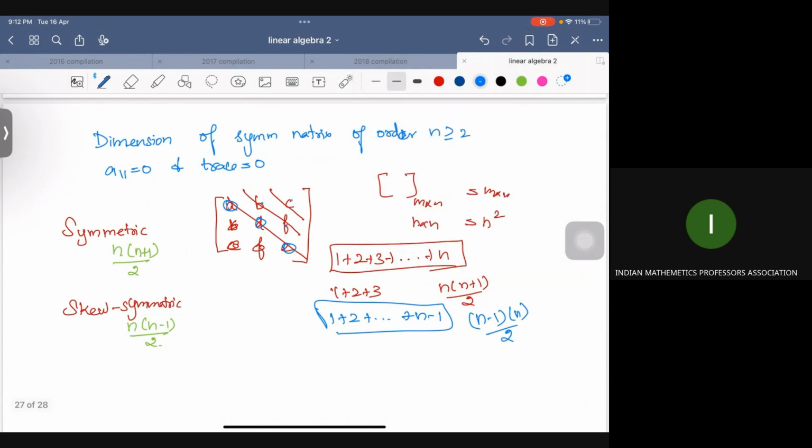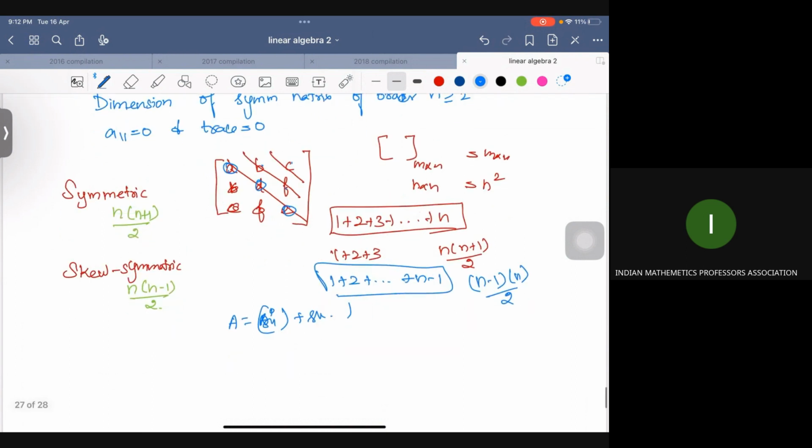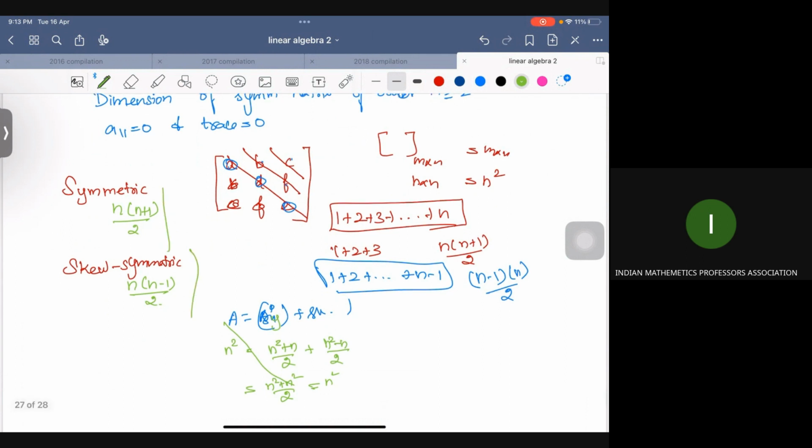We already know that any matrix can be uniquely written as the sum of a symmetric and a skew symmetric matrix. For an n by n matrix, the dimension of A is n square. The dimension of the symmetric matrix is n square plus n by 2. The dimension of the skew symmetric matrix is n square minus n by 2. So n square plus n by 2 plus n square minus n by 2 is nothing but n square. So this condition is also satisfied. For a symmetric matrix it is n into n plus 1 by 2. Make a note of it. For a skew symmetric matrix, n into n minus 1 by 2.